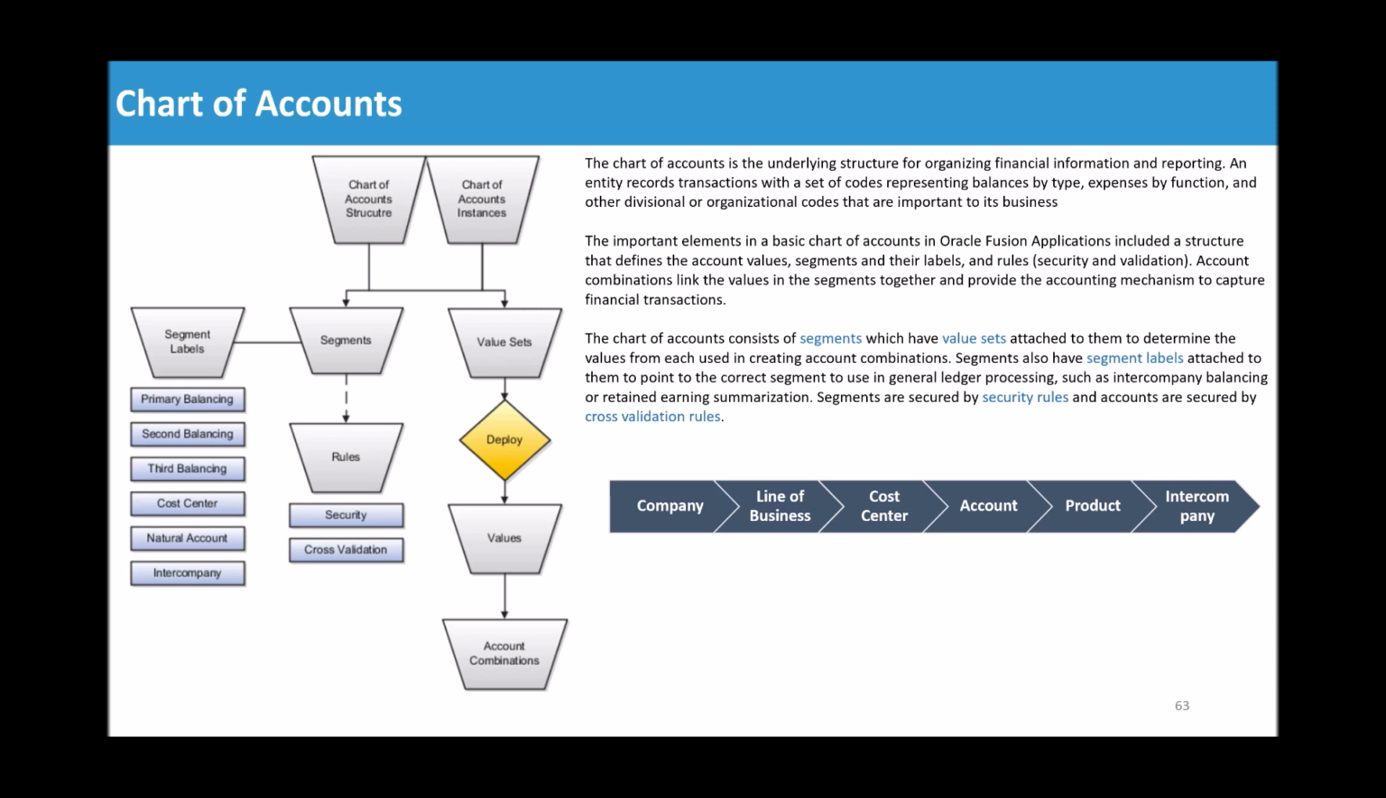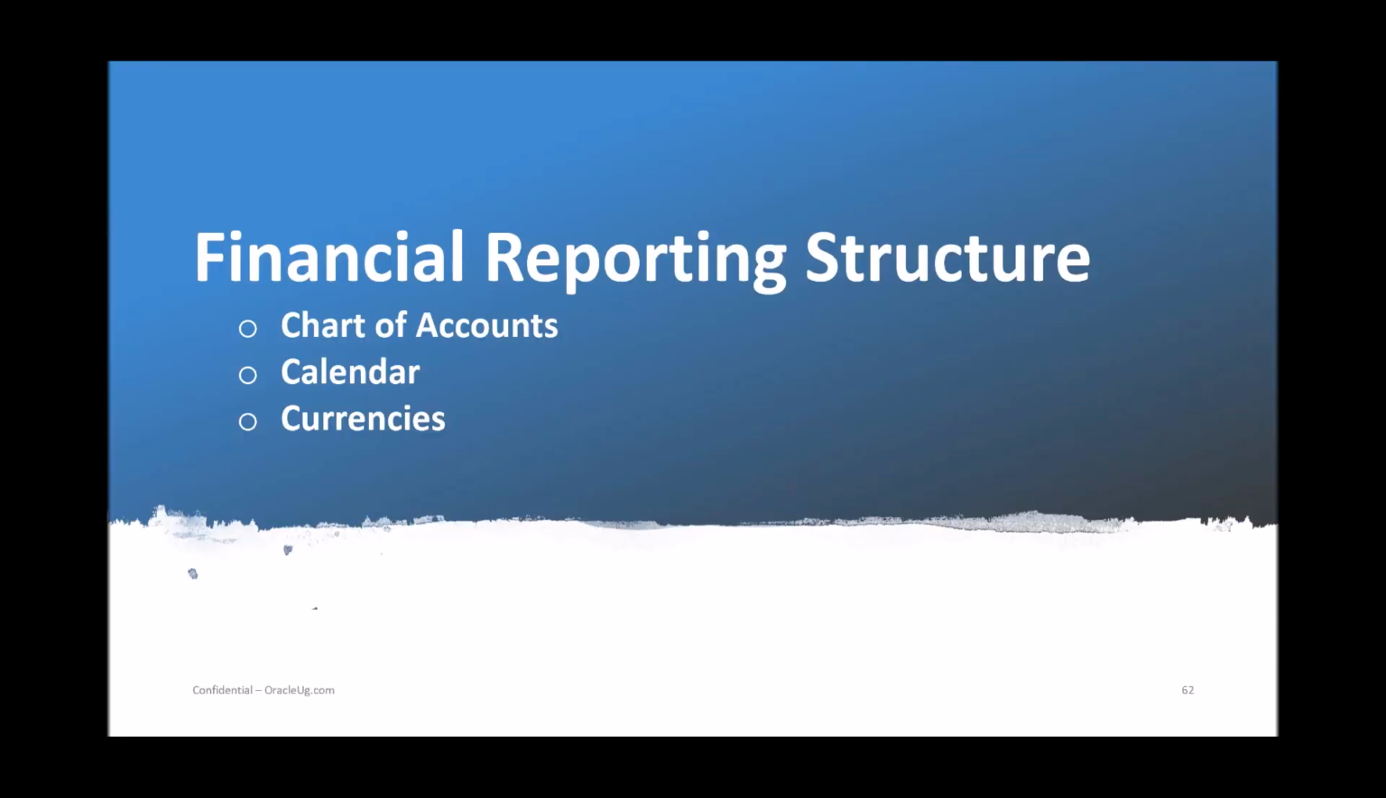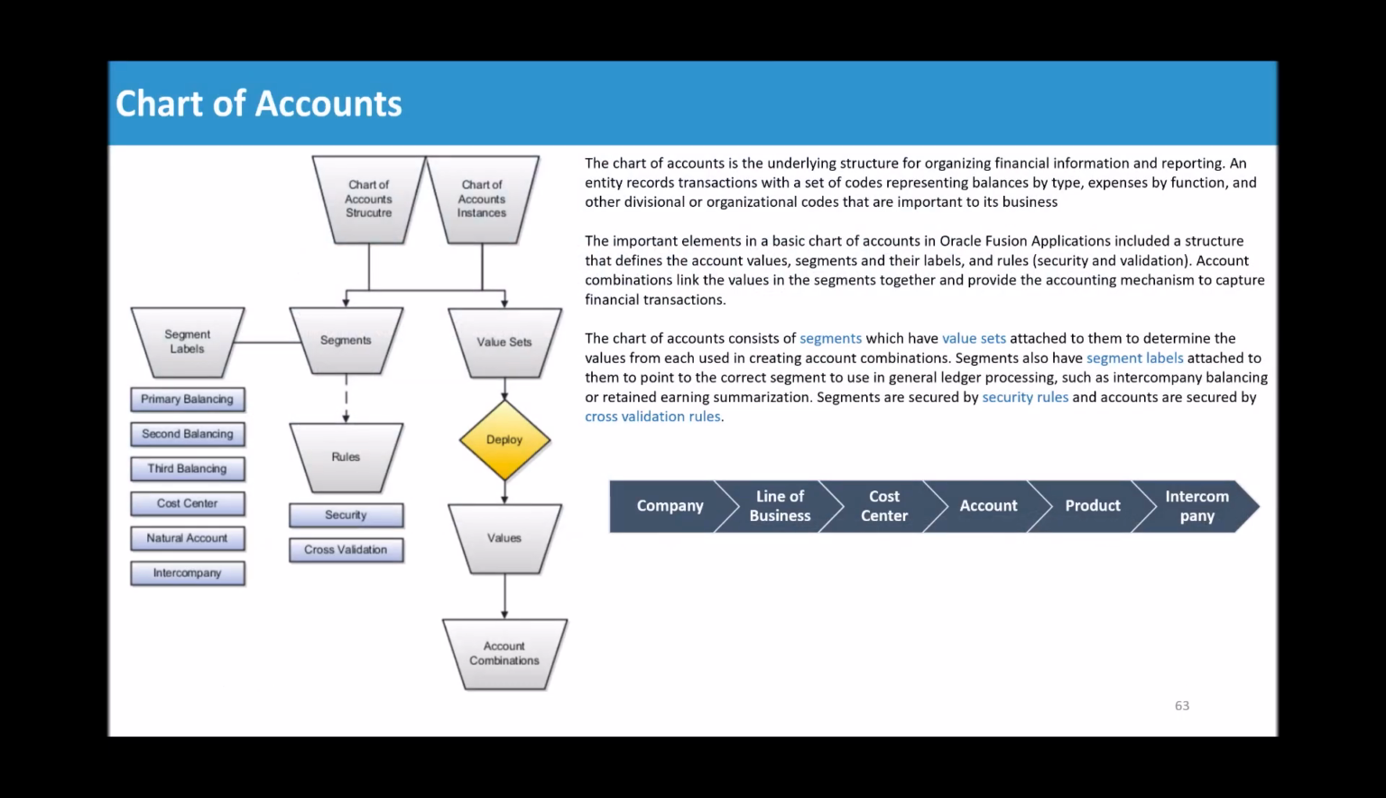Now whenever you are doing any such transactions, those transactions need to be reported in your financial system, and that structure is defined as part of your financial reporting structure, where we have chart of accounts, calendar, and currencies, as well as accounting convention. The first element is chart of account, and chart of account decides the structure of your various elements that is used to create your journals. So this is the key point to understand. The chart of account is the underlying structure for organizing financial information and reporting.